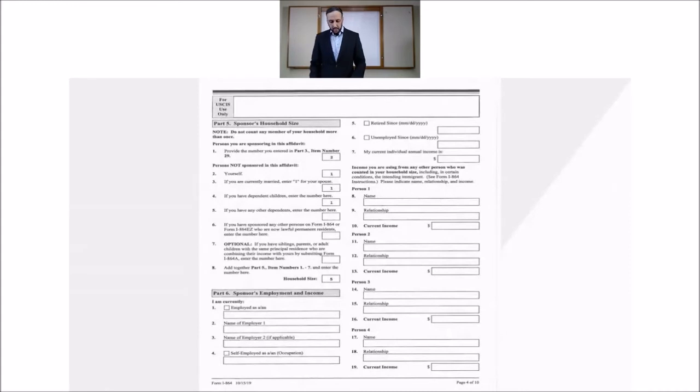Put the sponsor's mailing address, where they were born, their country of birth, their social security, which is required, so don't forget that. Whether they're a U.S. citizen or a green card holder. And then we move on to the next slide, which usually causes the most confusion.